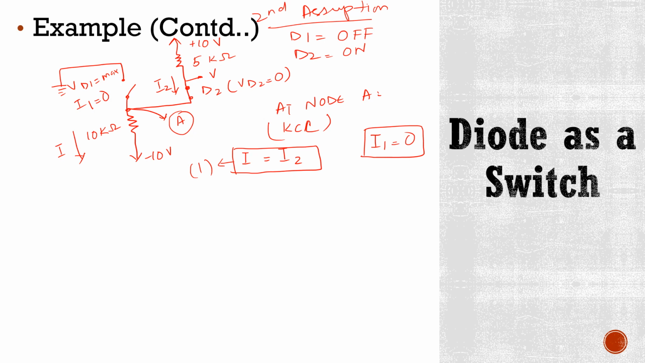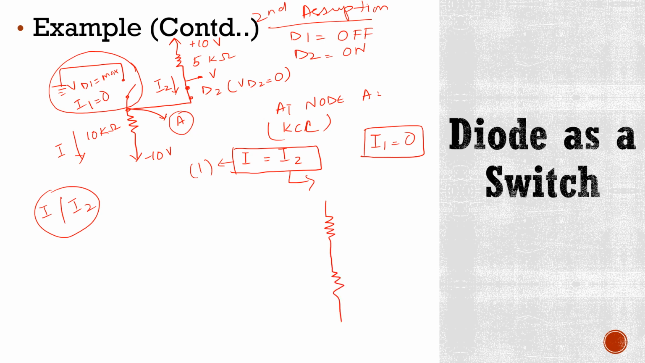Now, how are you going to find I or I2? We can remove this part of the circuit now, because here there is no current, and from this equation we know that I2 is equal to I. It means now I2 and I are in series, because we know that in series current remains the same.